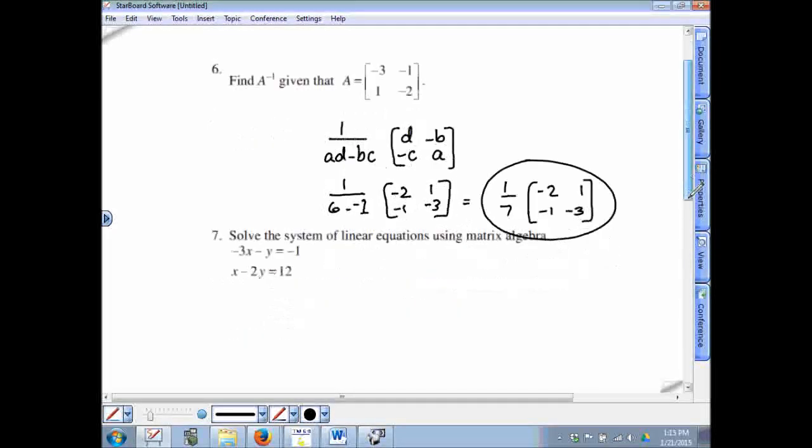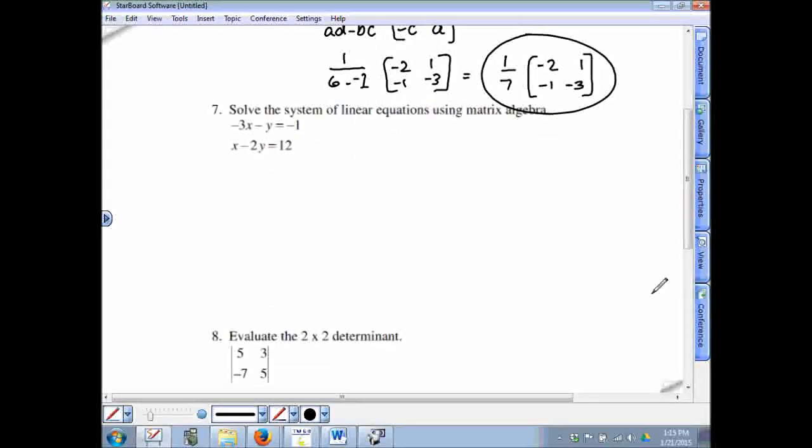And that's the inverse. Question 7 is to solve a system of linear equations using matrix algebra. If you solve it any other way, even if you get the answer right, you don't get credit for the problem. So, matrix algebra is to set up a matrix equation.